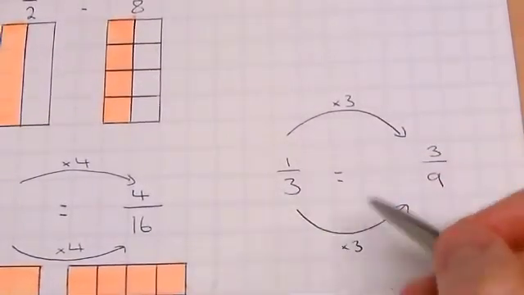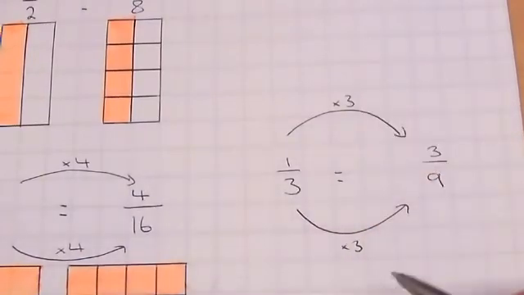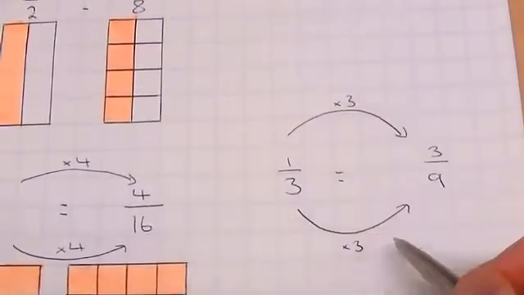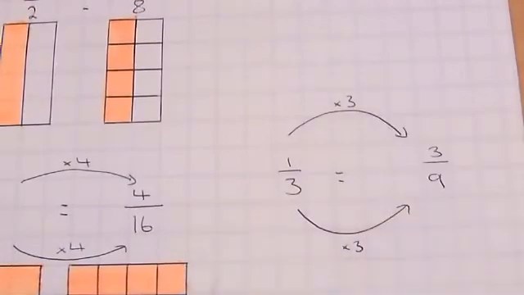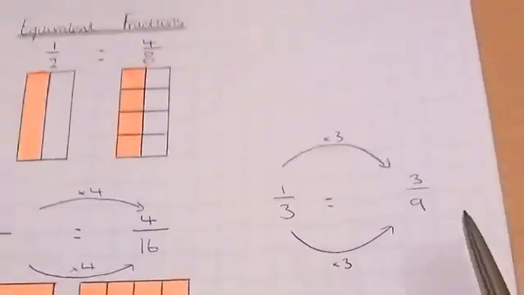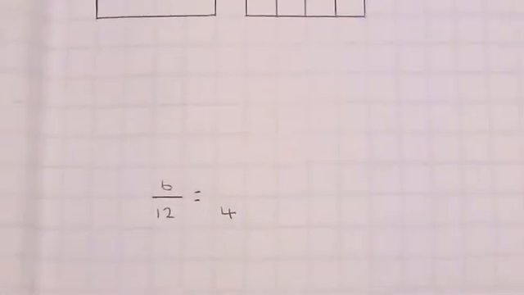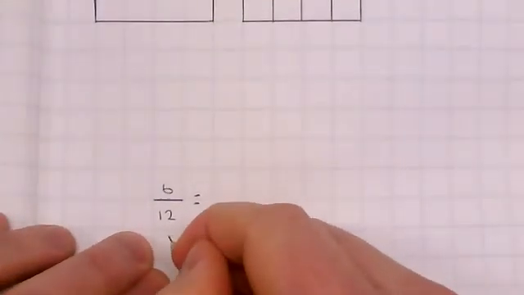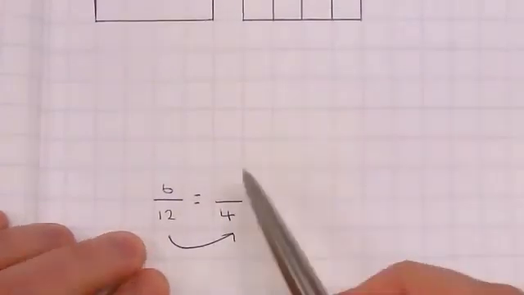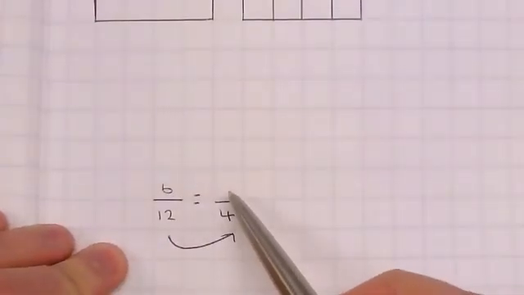What I do to the bottom, I do to the top. What I do to the top, I do to the bottom. If you don't do that and you times it by a different number, your answer will not be equivalent. Just want to show how that could also be applied for the inverse. Quite often you'll see a question where they want you to work out what's going to go here.